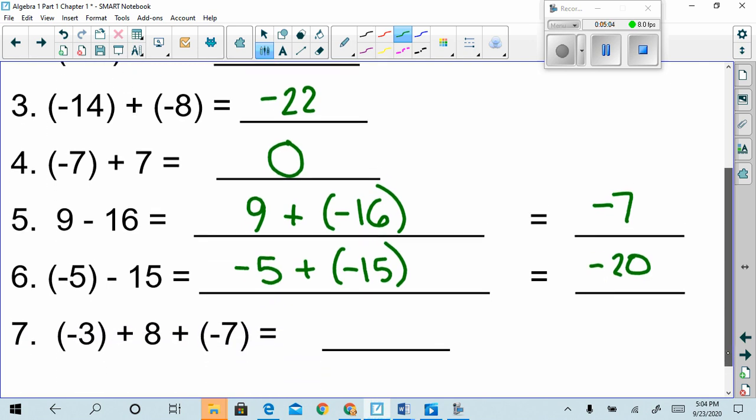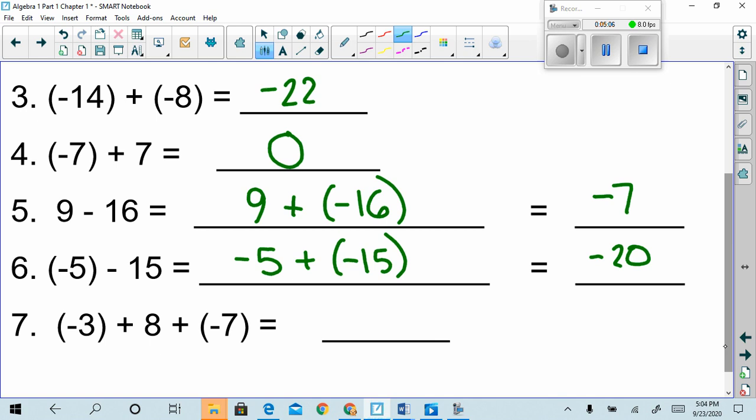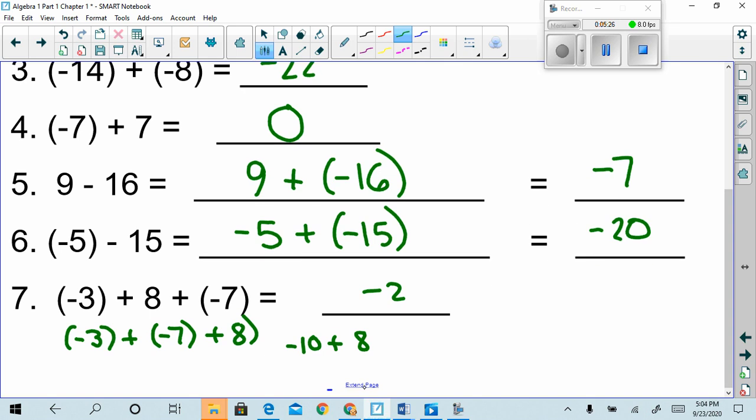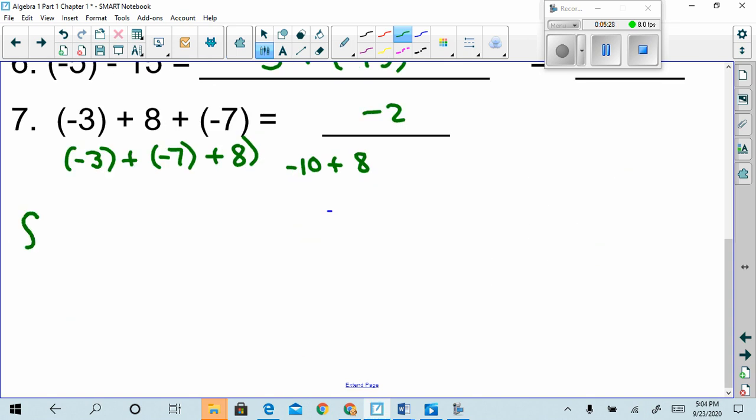Then we got into the ones that had more than one sign, so that operation. I could, if I wanted to, rewrite this so that the like signs are together, and then I can go from -10 plus 8, and that would give me a -2, or you can use your left to right rule. We also looked at problems that had more than one subtraction operation.